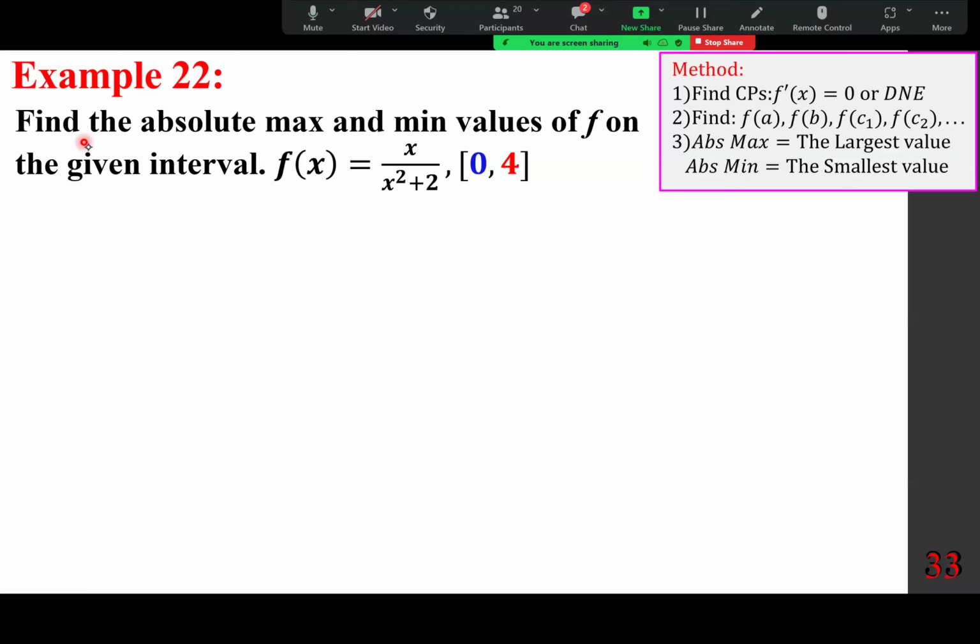Example 22, find the absolute max and min value of f for the given interval. f of x is x over x squared plus 2, the interval of 0 to 4. Again, this is the methodology.